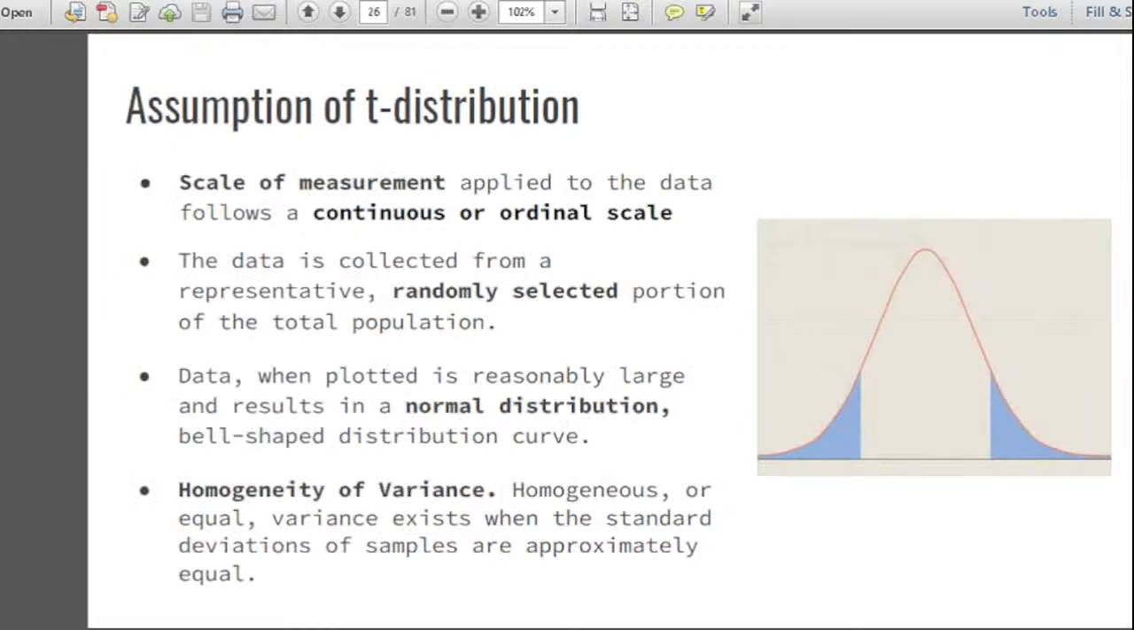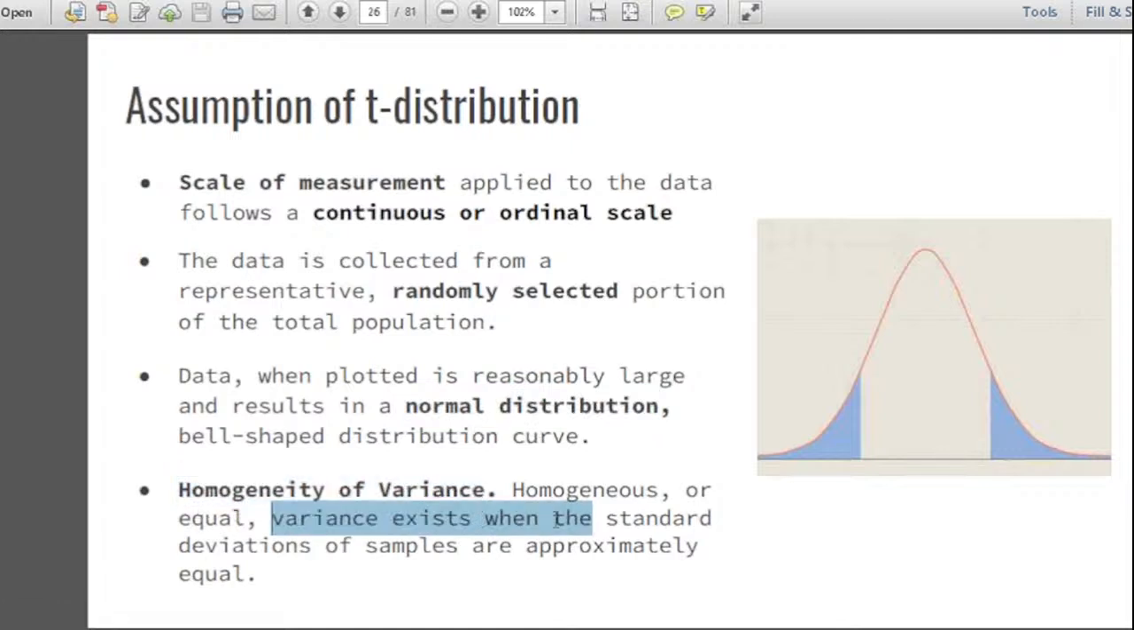Assumptions. The scale of measurement applied to the data is continuous and/or ordinal, right? The data is collected from representative, randomly selected samples. These are assumptions, right? Third, normal distribution is a very important assumption. And fourth, homogeneity of variance, meaning homogeneous or equal variance.